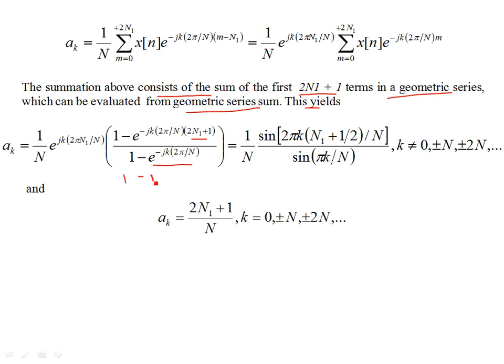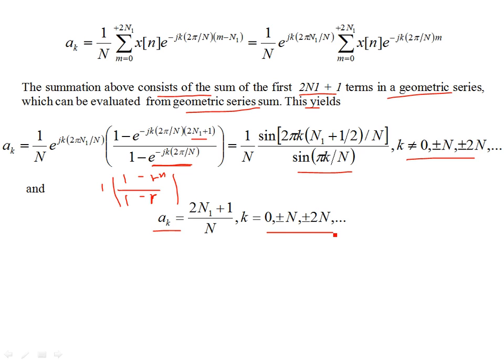It's like 1 minus r to the n, where n is the number of terms, over 1 minus r. Okay, the first term was 1, so you can write 1 over here as well. Here r is the common ratio of the terms of the series, e to the minus j k 2 pi by N. And then you can rearrange this into a sine by sine form. Okay, and you can see this is not valid for k equal to 0, plus minus N, plus minus 2N, where it takes a 0 by 0 form. So you solve this by L'Hopital's rule to show that ak is equal to (2n1 plus 1) over N for k equal to 0, plus minus N, plus minus 2N.